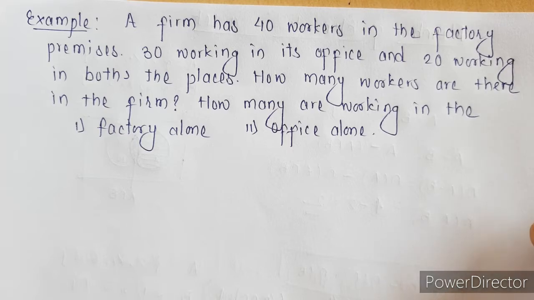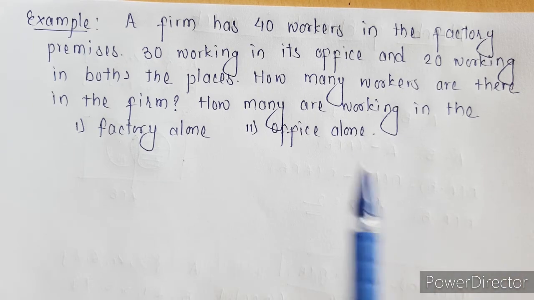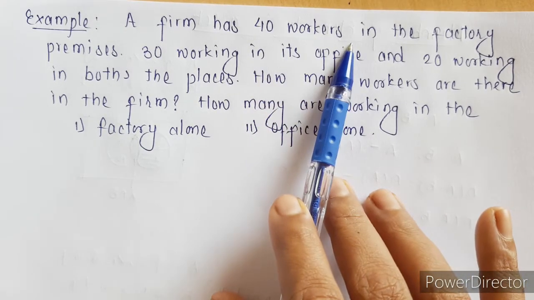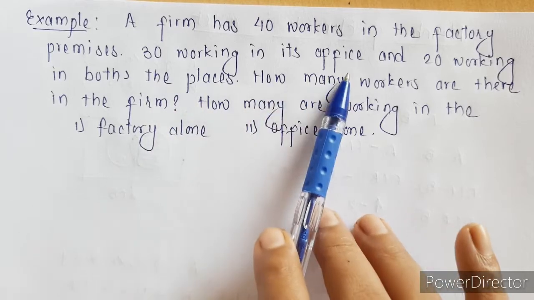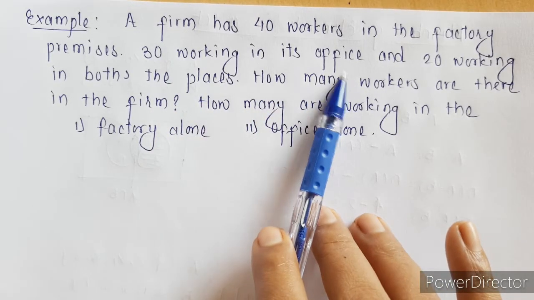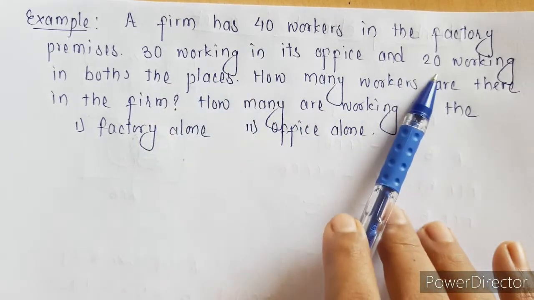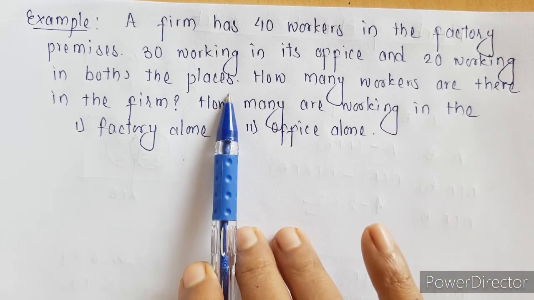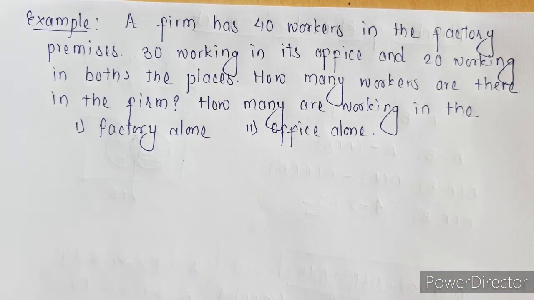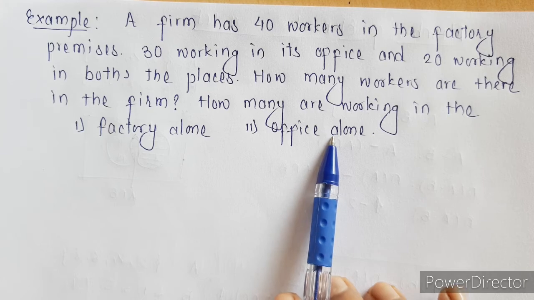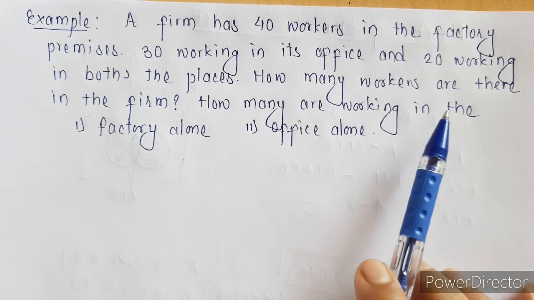The only thing given is the number of elements. So we are given the people working in factory and the people working in office. There is a firm wherein 40 workers are working in factory and 30 are working in office, wherein out of these 70 people, there are 20 people who are working in both the places. Now we need to find how many total people are there in the firm.